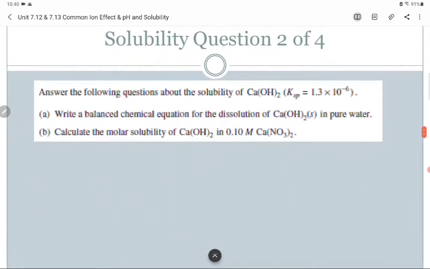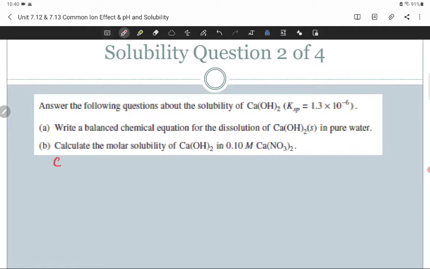Question 2 of 4, and I think there's actually going to be 2 of these questions, 2 of 4. Okay, write a balanced chemical equation for the dissolution of calcium hydroxide. We've done this a number of times here.